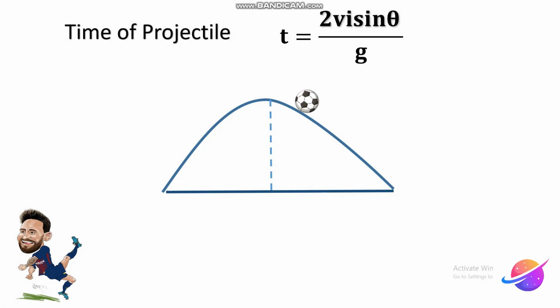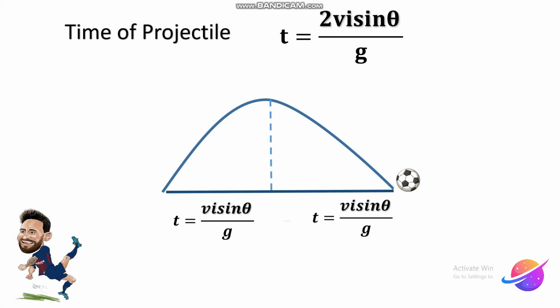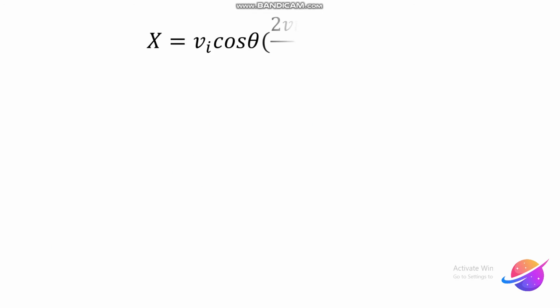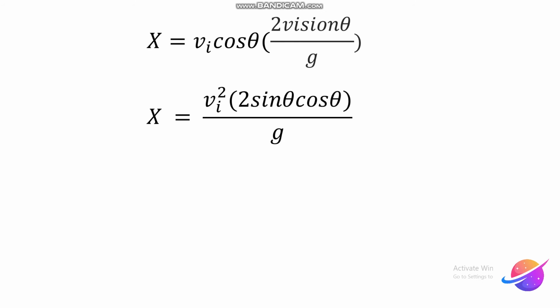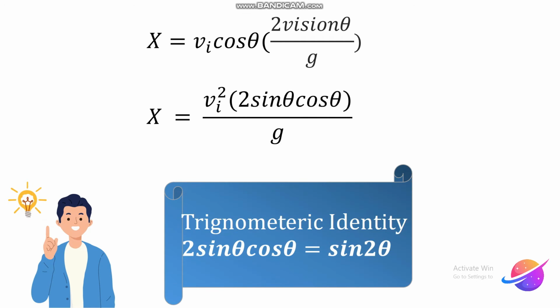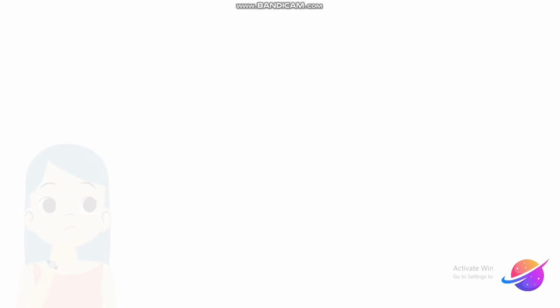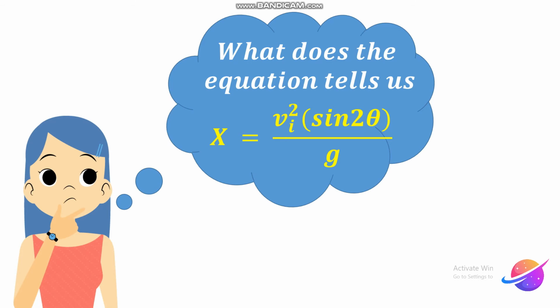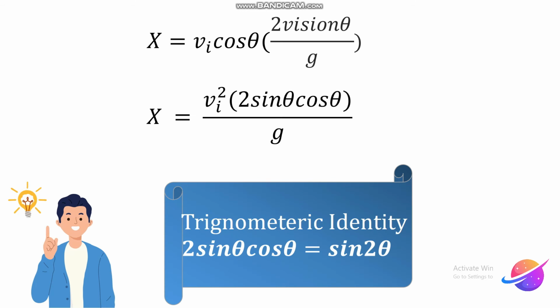So we derived the expression for the time of the flight, which is equal to 2vi sine theta over g. Here vi multiplied with vi would be vi square, and 2 sine theta cos theta. This term looks familiar from your trigonometry class; we have studied a trigonometric identity: 2 sine theta cos theta is equal to sine 2 theta. So it will be converted into this, and the whole expression will be x is equal to vi square sine 2 theta over g. That's it. That is the formula for range.